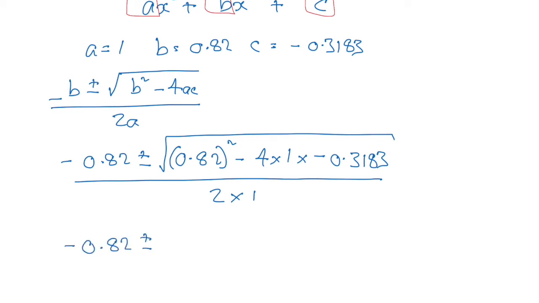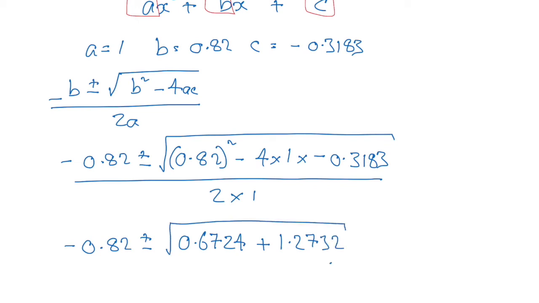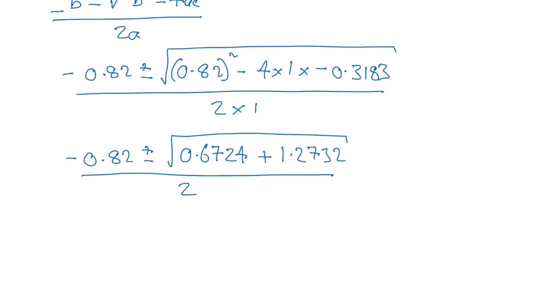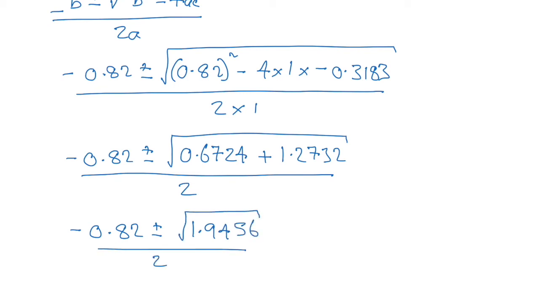Minus 0.82 plus and minus the square root of 0.6724, carve out the two minus signs, making it plus 1.2732. Take the square root of that, all divided by the value of 2. Minus 0.82 plus and minus the square root of 1.9456, all divided by 2.